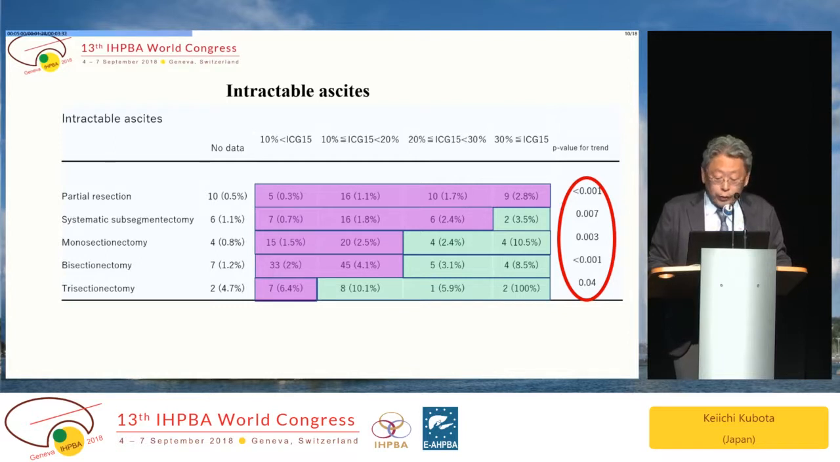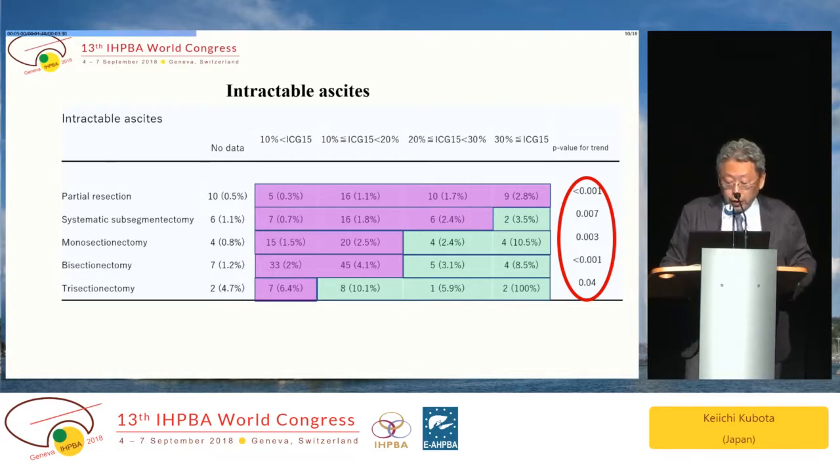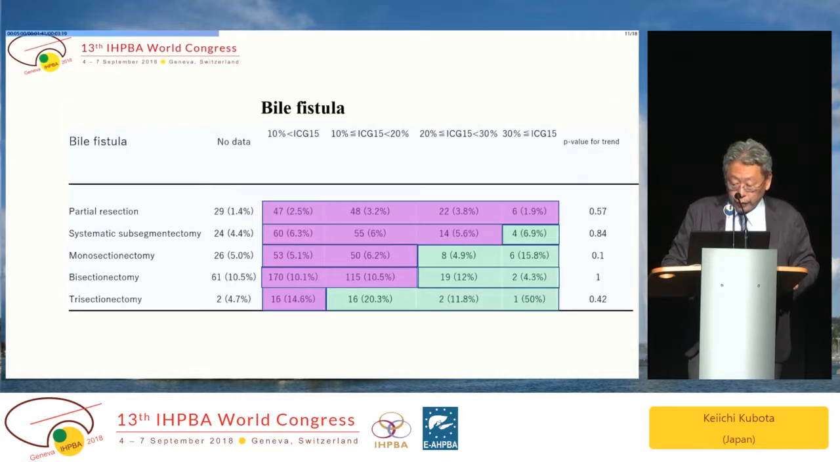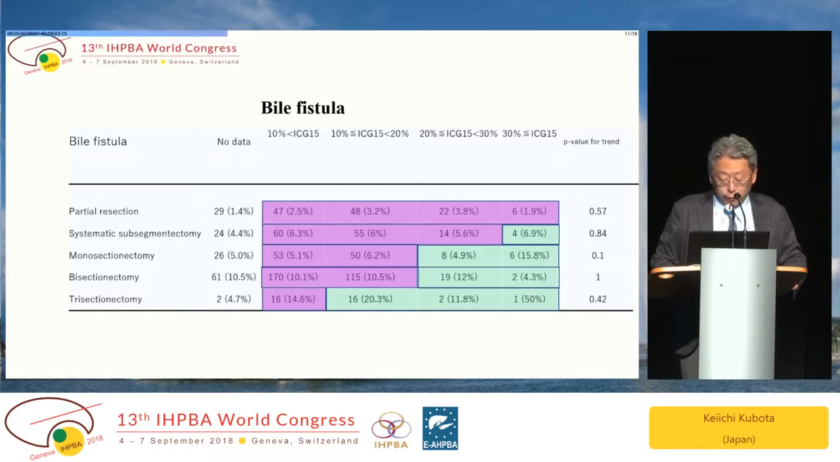And in intractable ascites, you see that in all hepatectomy procedures, the incidence of intractable ascites increased as the ICG-15 values became bigger. Bile fistula: the incidence of bile fistula was not associated with ICG-15 values. It's associated with the surgeon's technique.